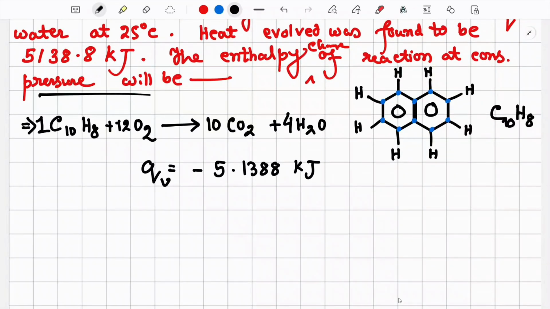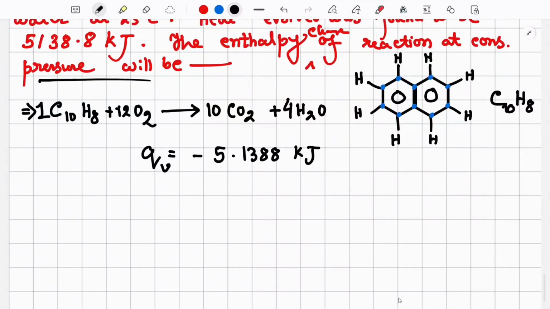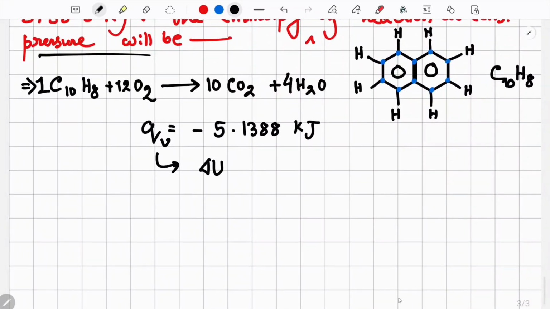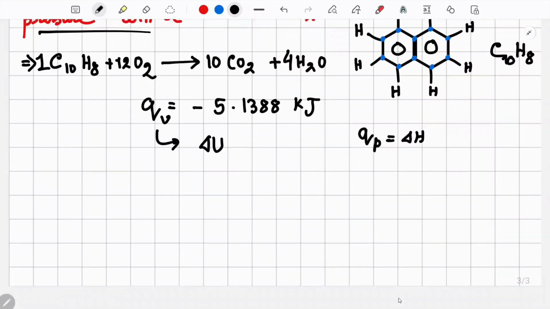So this Q_V is not delta H, it is delta U. That's why here it is not written as the enthalpy change, it is just written as the heat evolved. And you have to calculate Q_P, and Q_P, you know, is delta H.